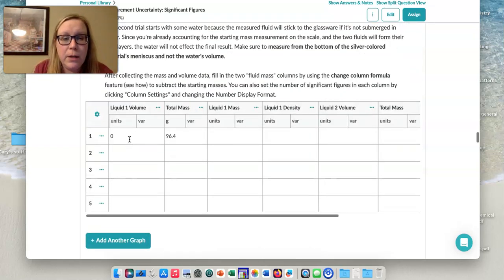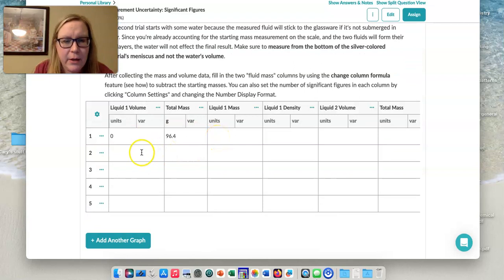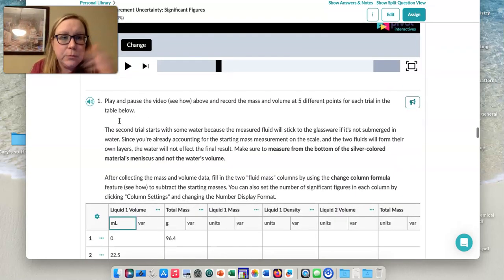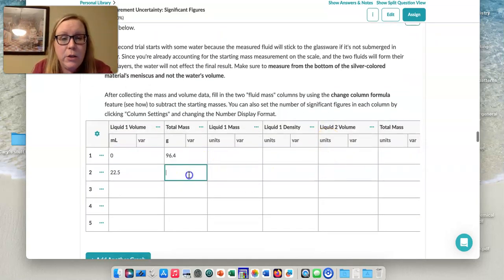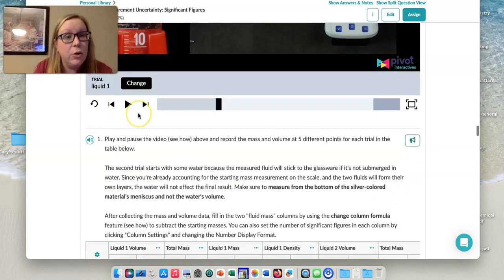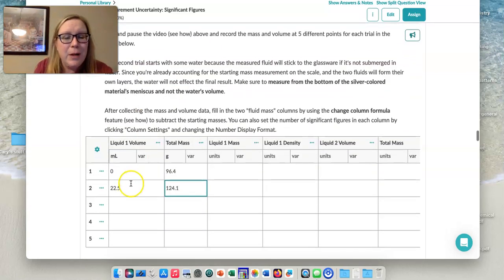Okay. And so I'm going to come down here and say my second volume was 22.5. Let me put the units up here. They're milliliters. Now, we're going to come back up to the top and record the mass. That's 124.1. Now again, your mass might be different. Then you're going to let the recording play again and it'll go to the next amount. But I'm going to stop here and show you what to do.